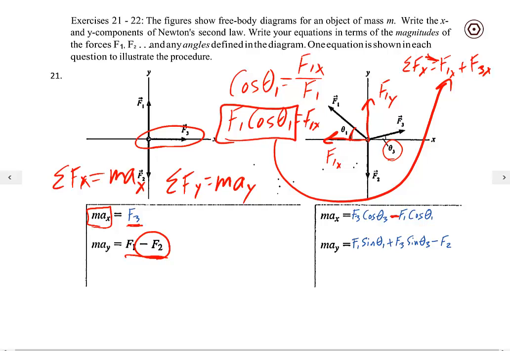In the y direction, if cosine gives us the x component, then sine is going to give us the y component. So we know that F1y here is pulling up, so it's positive. F3y would be this component. It's pulling up, so it's positive, and F2 is pulling straight down, so it's negative. Hope that helps you out on those 2 pages.